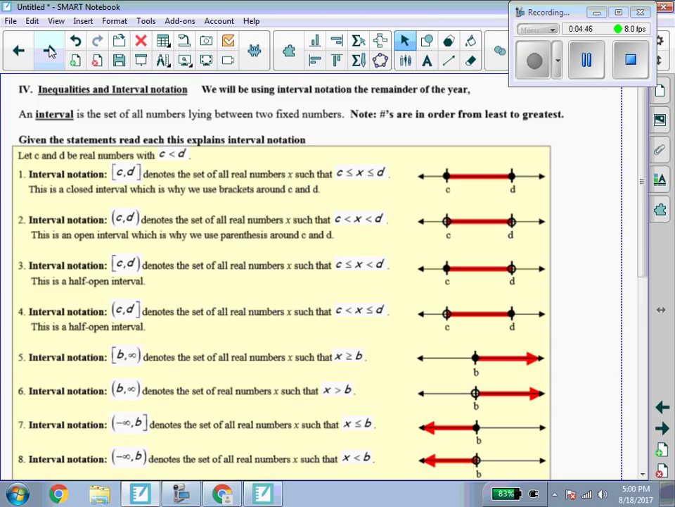All right, so inequalities and interval notation. We are going to be using the interval notation for the remainder of the school year. An interval is the set of all numbers lying between two fixed numbers. Note that numbers are in order from least to greatest as you're writing them. So when we denote them, we can use what we call parentheses or brackets. So brackets are going to include the number and parentheses are not including the number. So you just have to remember brackets include and parentheses are not included.